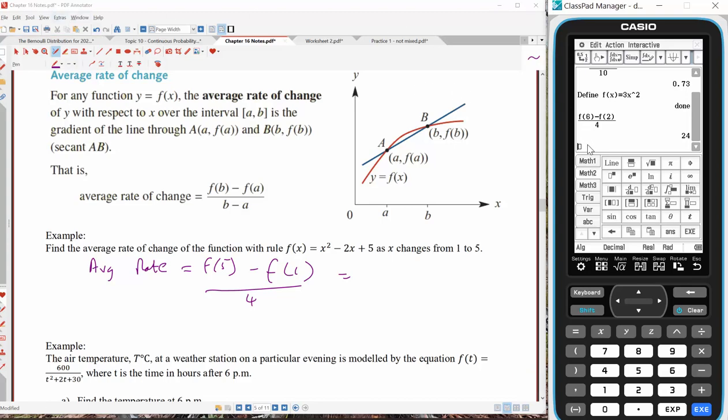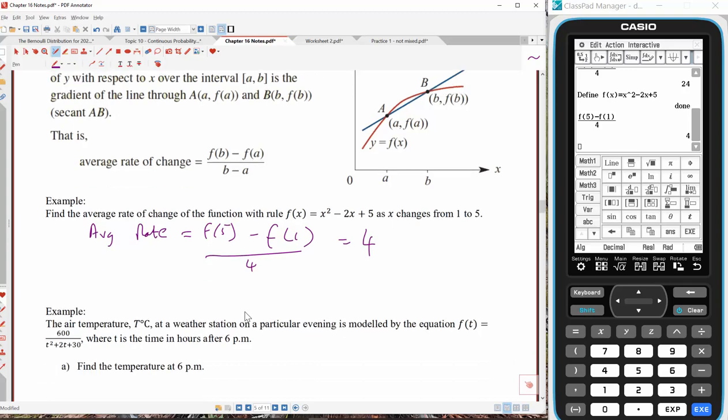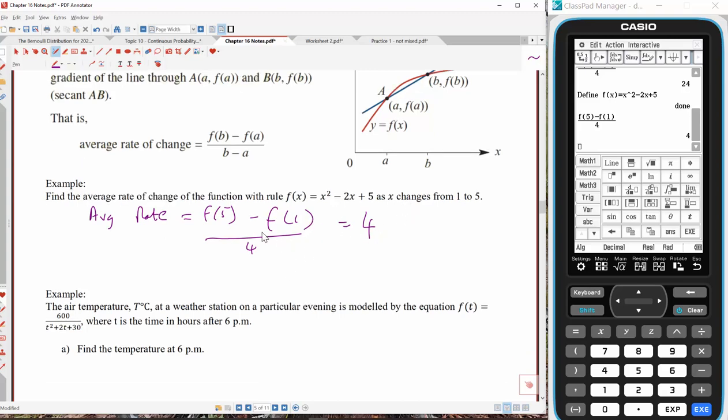Find my mouse first. Define f of x equals x squared, take away 2x plus 5, shift divide, and we've got f of 5, take away f of 1, all over 4. And funnily enough, it is 4. All right, so that's our average rate of change, 4, and because there's no context of what y and x are, we don't have a unit on that.